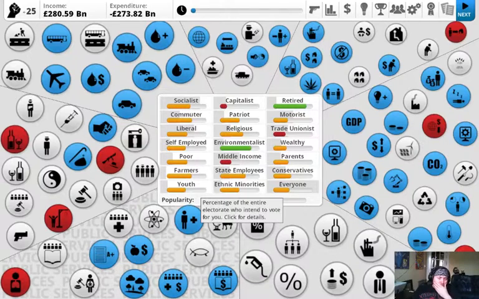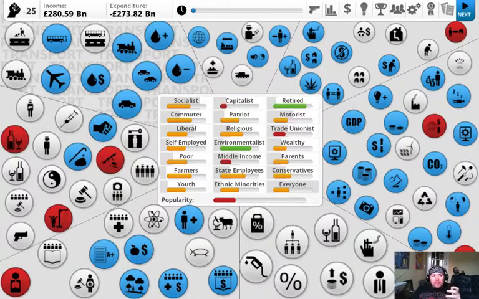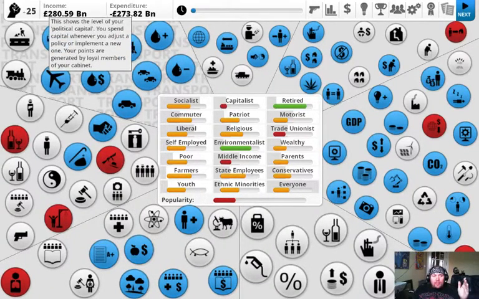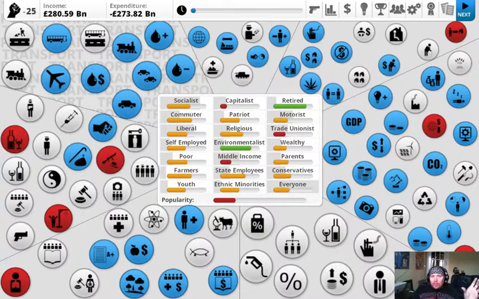What can we do? What do we tackle first? We only have 25 political capital. Looking at the budgets, our income £280 billion, our expenditure £273 billion. So that does give us a little bit of leeway, a little bit of something to play with. Not much, only about £6 to £7 billion per quarter. So what can we do?